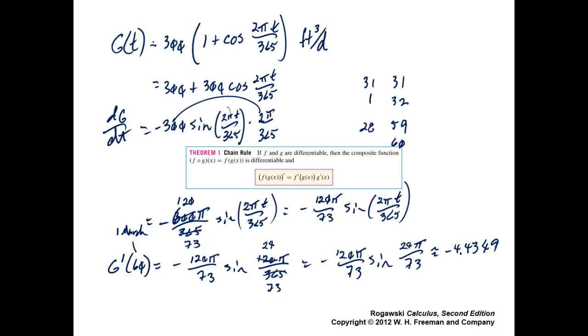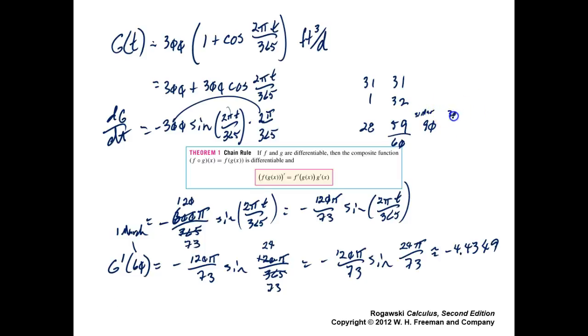All right, what we got to do next is June 1st. Well, we got up to 59, which was the end of February. March has 31 days, so the end of March would be 90, right? 59 was the end of February. This is the end of March. The 31st of March would be 90 days.